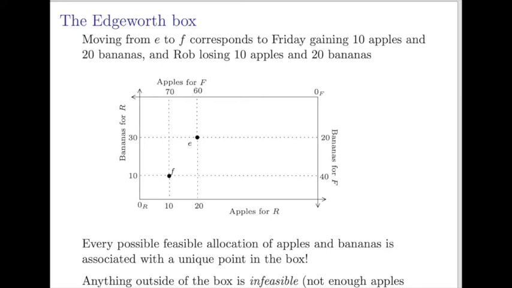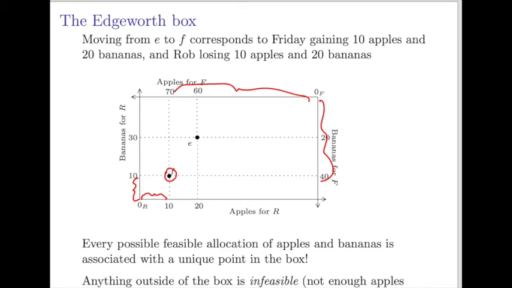So let's take, for example, this bundle F. Right? I described a bundle for you earlier where Rob consumes 10 apples and 10 bananas. So that's Rob consuming 10 apples and 10 bananas. Right? So from Rob's perspective, this would be the picture. From Friday's perspective, he would be consuming 70 apples and 40 bananas. So this point here describes that other feasible allocation that I described.